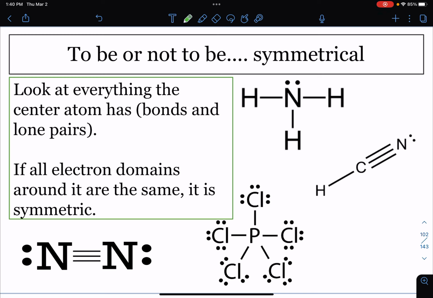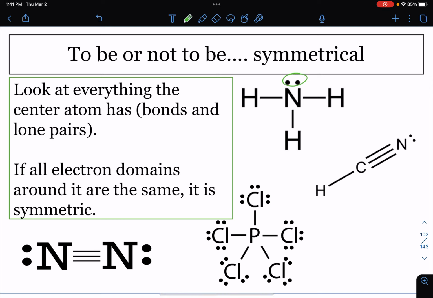So let's look at everything around the central atom of this NH3 molecule. So nitrogen is our central atom. Remember that an electron domain is either a single bond, a double bond, or a triple bond. Each of those counts as one electron domain, or a lone pair of electrons. A lone pair of electrons are these 2 dots on nitrogen. That is what we call a lone pair. They are alone because they're not being shared with another atom. They just belong to nitrogen, but they are a pair of electrons.